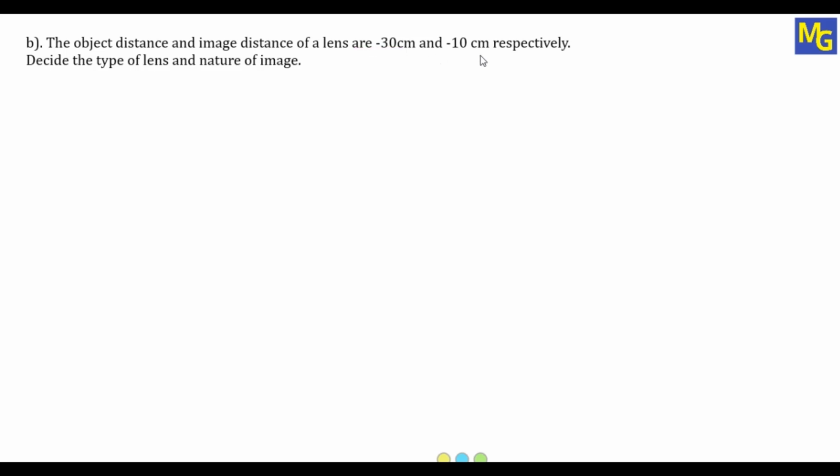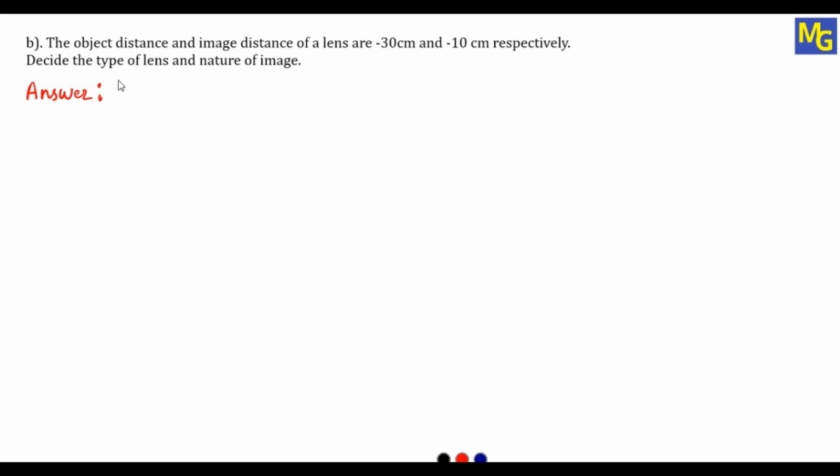But the image distance is also negative. So the image is also going to form on the same side of the lens. This is the first hint we got by seeing these values and the signs. Now we have to find out the type of lens and nature of the image. And for this, we are going to use the concept called magnification. So this we are going to solve with the help of the magnification formula.